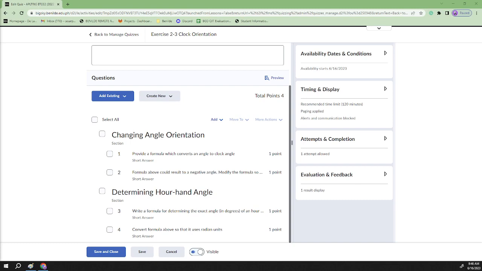So today we'll be talking about angles, how we're going to do an exercise about it, how to normalize an angle, and how to look at an angle through the clock orientation. So that'll be our exercise for today.